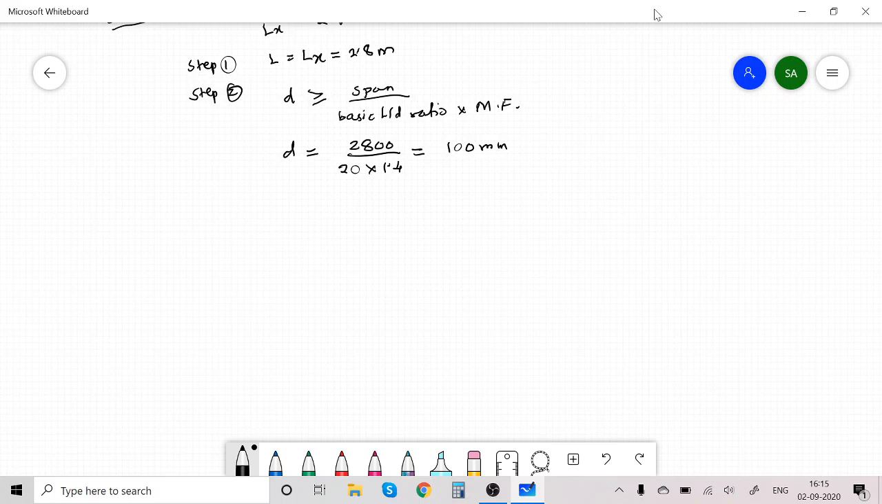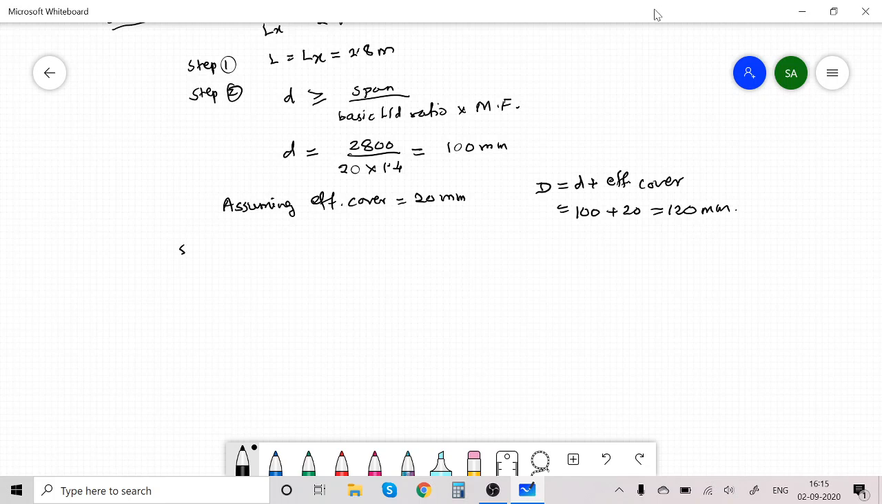Then I will assume effective cover as 20 mm. Calculate D, capital D, overall depth, which is equal to d plus this effective cover. So 100 plus 20, that is 120 mm. So capital D assumed is 120 mm.